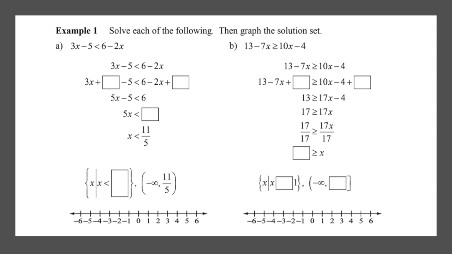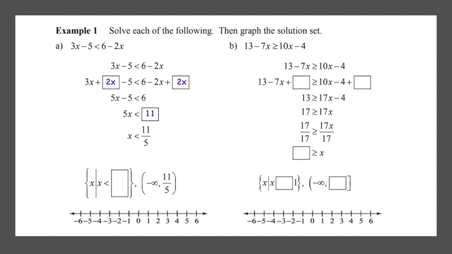Let's first start by solving each of the following and then graph the solution set. Currently, we have 3x minus 5 is less than 6 minus 2x. What we first need to do is add 2x to both sides so that we can get all of our x values together. By doing so, we end up with 5x minus 5 is less than 6. I'll add 5 to both sides so that now I have 5x is less than 11. And when I divide by 5, I see that x is less than 11/5.